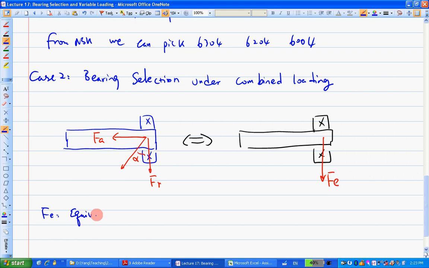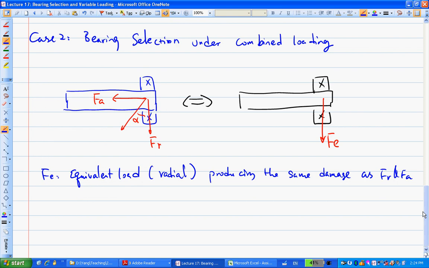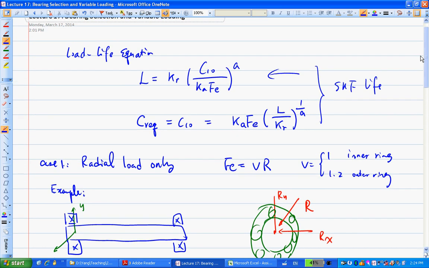FE is the equivalent load, producing the same damage as FR and FA. That's FR and FA. So the whole question is, how do we obtain this FE? Because once we know FE, we can substitute it back into this equation here to calculate what we want, right?